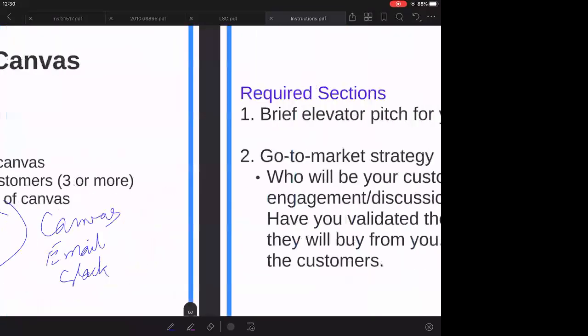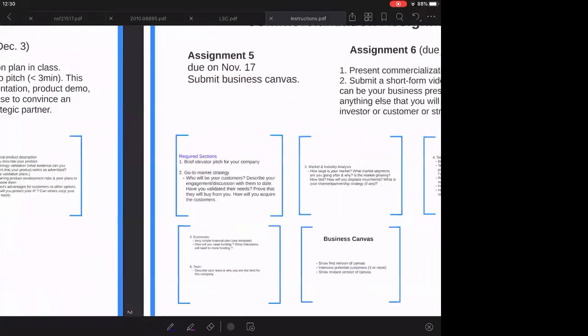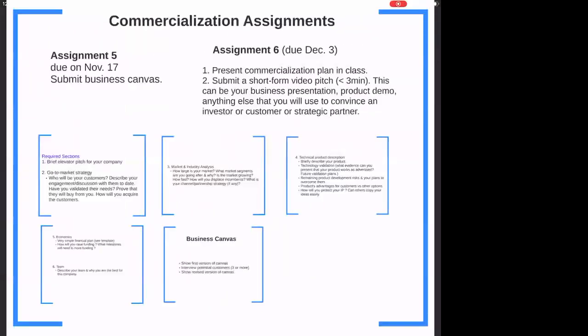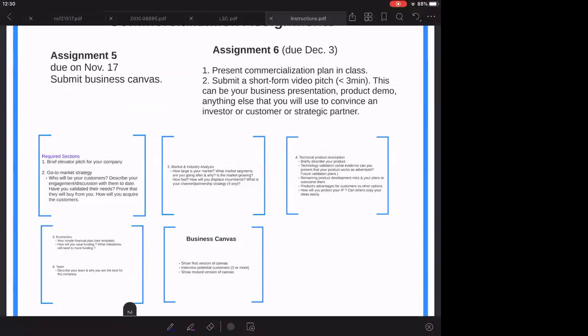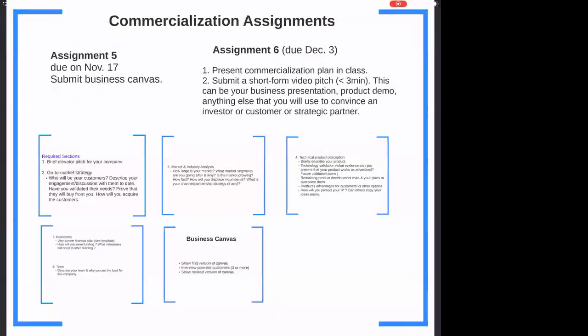Okay. Then the last one is assignment 6. This is the final assignment due on the last day of class, December 3rd, where you will present the commercialization plan in class. Again, section 90 students will present this as a video, submit a video. So there are 2 parts to this. For the section 90 students, there's only 1 part. We can combine this into a single presentation. But the students who are doing the in-class version or the IVC version will have 2 parts. One is the presentation in the class, and second one is submit a short form video pitch. It has to be very short, 90 seconds to 3 minutes. Shorter, the better. And we'll talk about what needs to go in there.